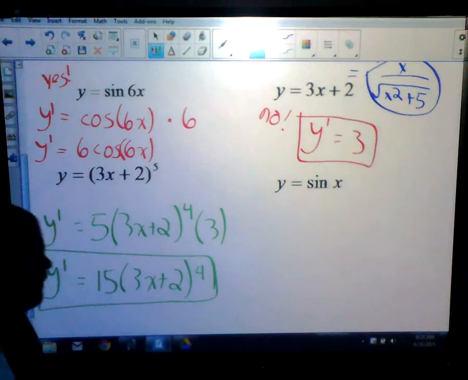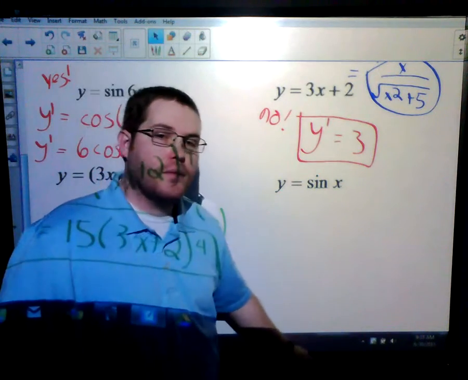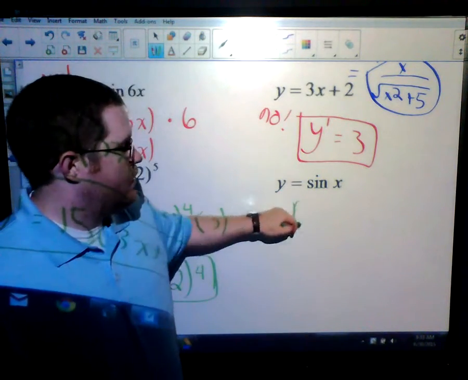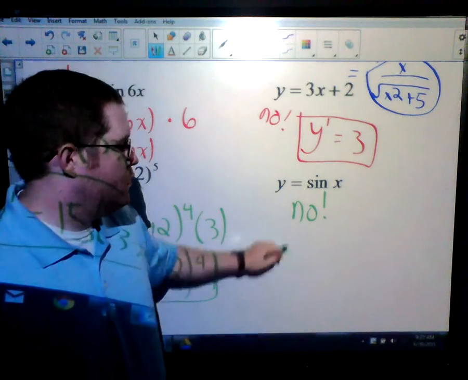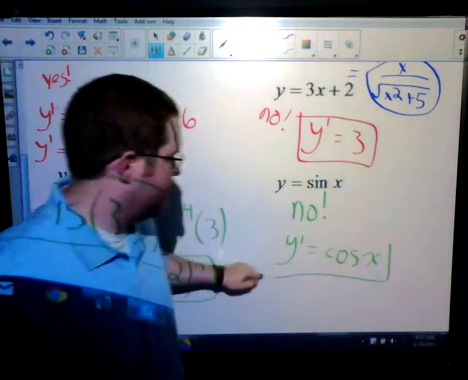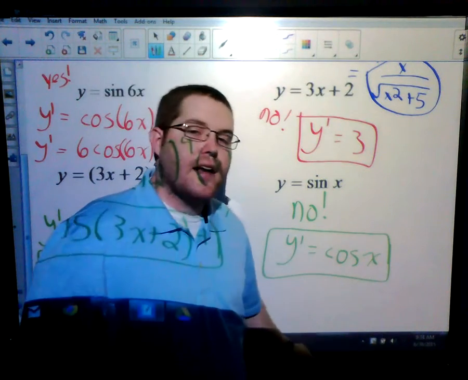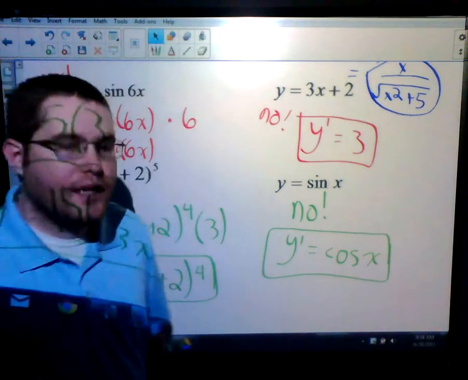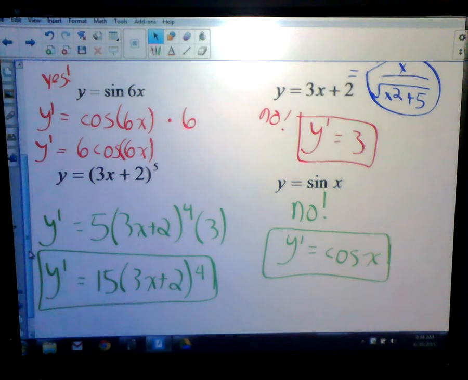How about the last one, y equals sine x? Is this a chain rule problem? No. There is no outside and inside function. What's the derivative of sine x? Cosine x. So be aware of that. Sometimes there's an inside and outside, and sometimes there's not. Don't forget your derivative rules.